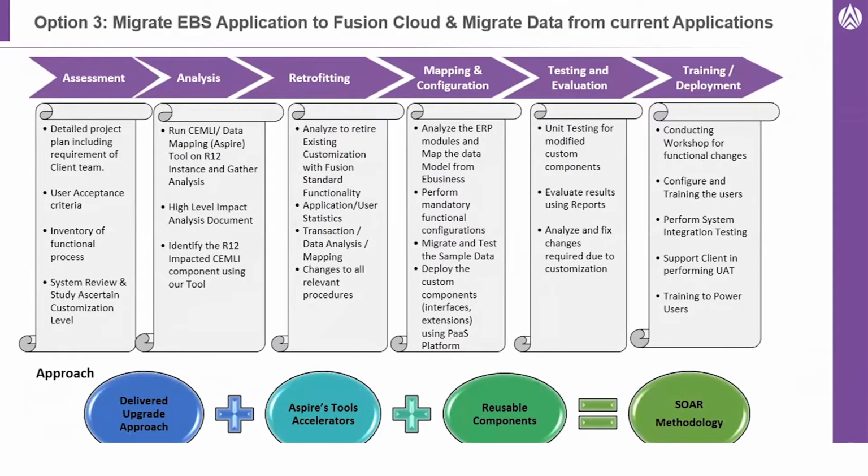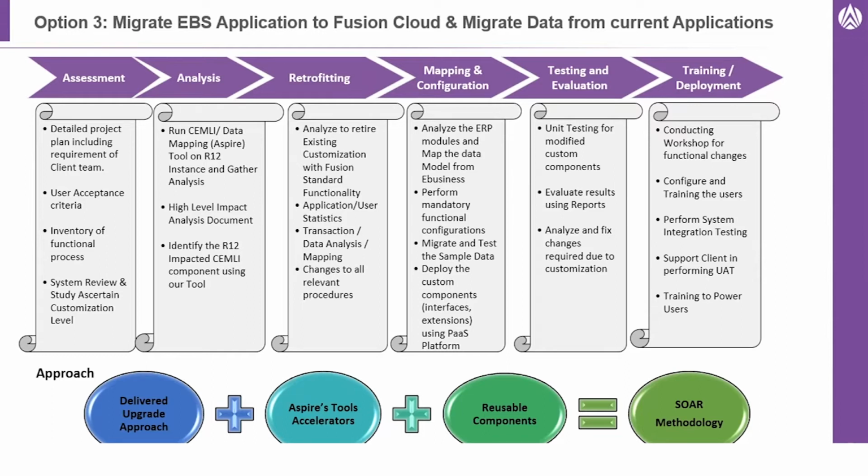The next option is migrating your e-business suite application to Fusion Cloud. This transition will involve your existing data being migrated along with the current applications to the Fusion Cloud. And if there are any specific customizations that you have done, we can move them to the platform as a service cloud, wherein we can integrate those specific customizations with the Fusion ERP.